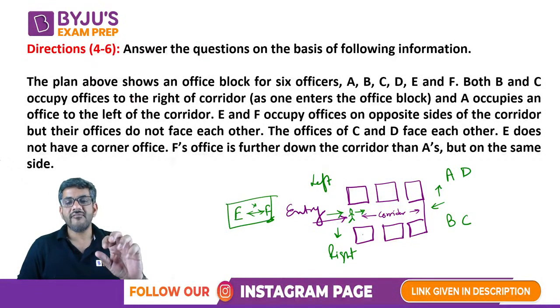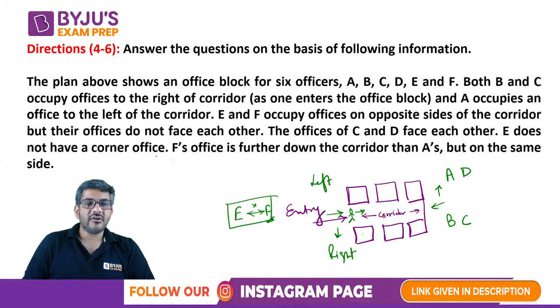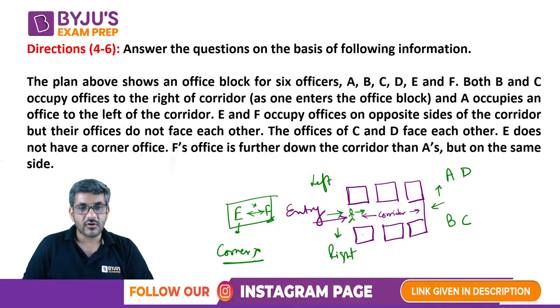One of E and F would be to the left, and one of E and F would be to the right. E does not have a corner office, so we'll keep in mind that E is not in the corner.